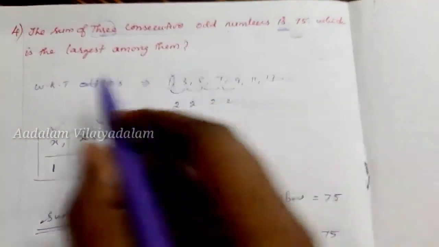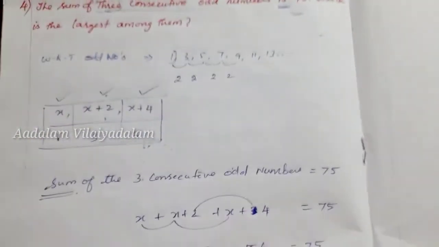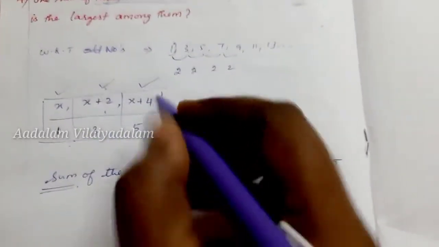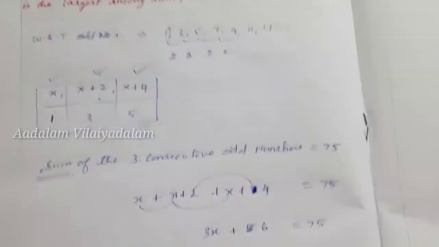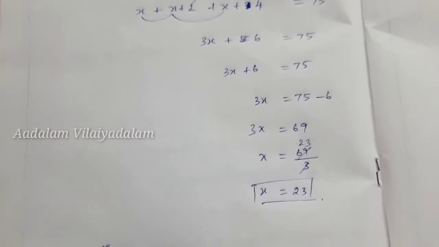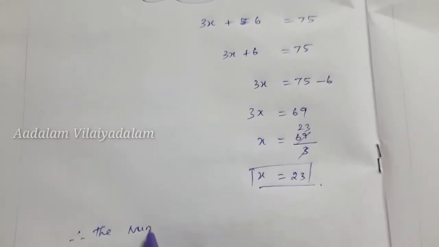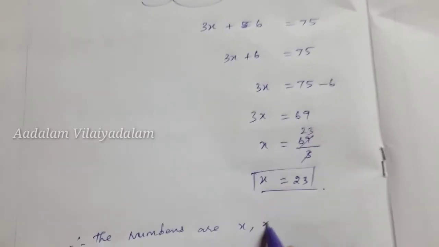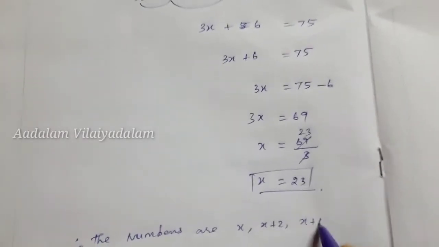Now what they have asked, which is the largest among them? Here among the three numbers, which will be the largest one? x plus 4 will be the largest one, isn't it? So therefore let's write the numbers are x, x plus 2, x plus 4.